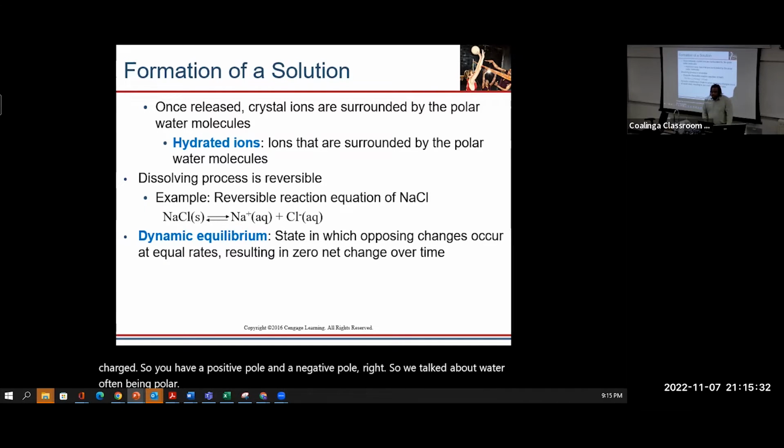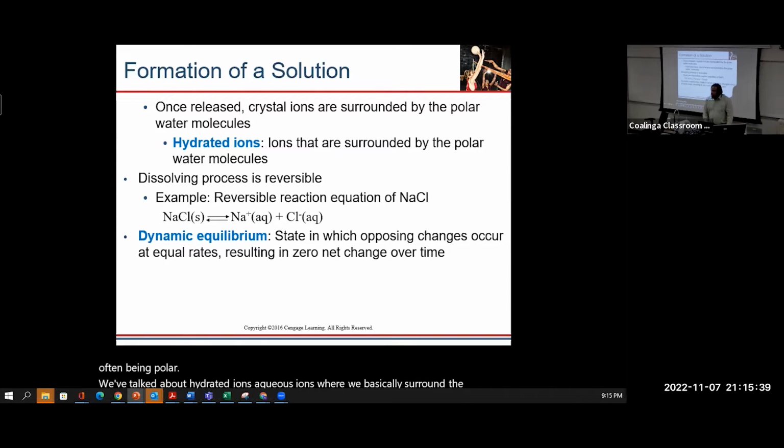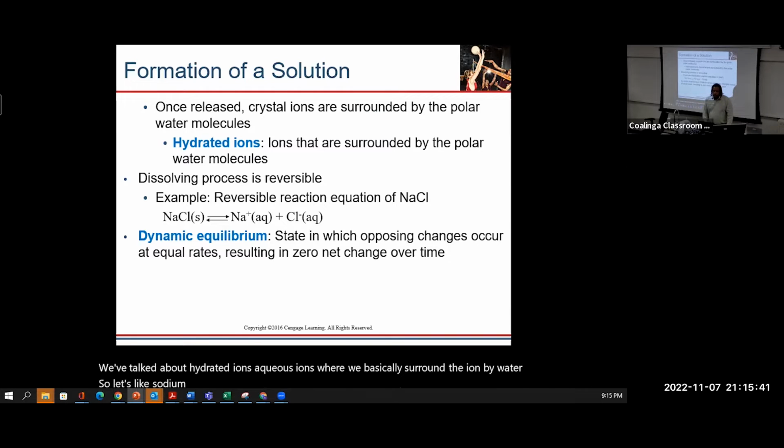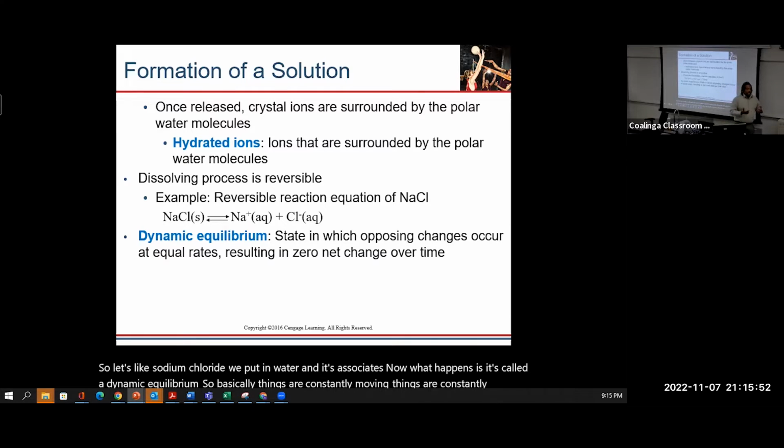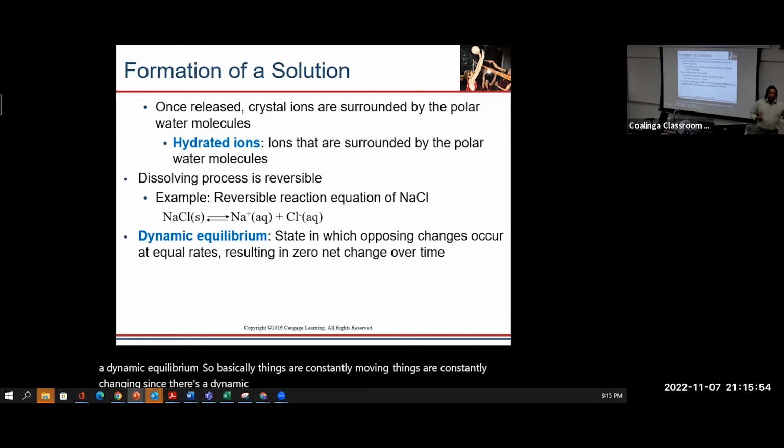We've talked about hydrated ions, aqueous ions, where we basically surround the ion by water. So that's like sodium chloride: put it in water, and it dissociates. Now, what happens is it's called a dynamic equilibrium. So basically, these are constantly moving, constantly changing. Since it's a dynamic equilibrium, the movement in one direction is going to be the same as the movement in the other direction.